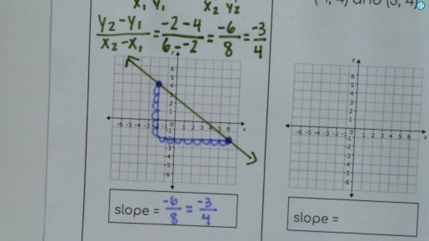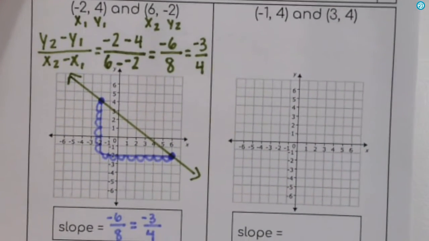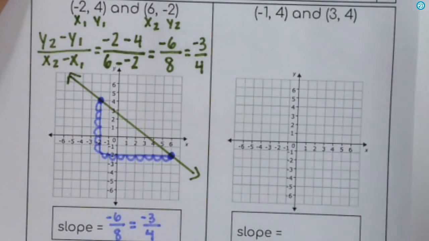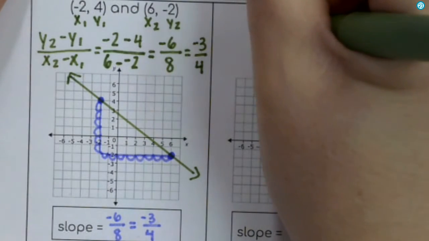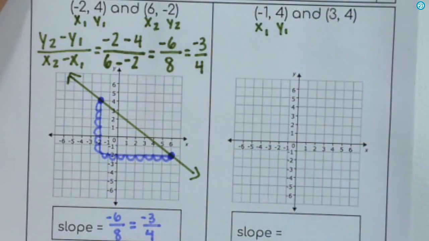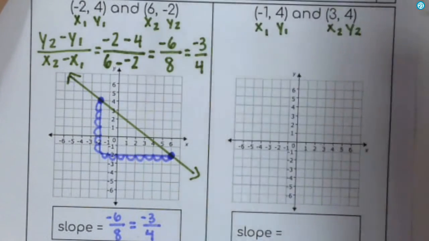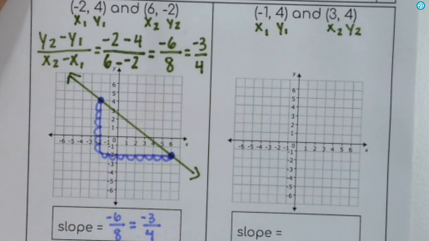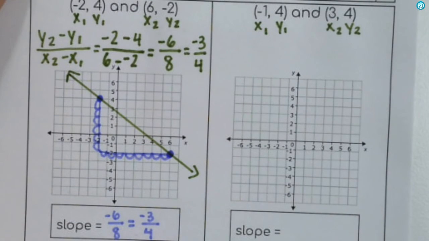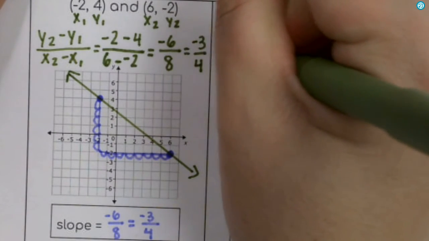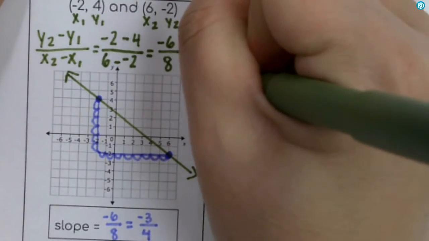All right. Last one. We're going to do this one with the formula first as well. So we've got x1 and y1 from our first ordered pair. And then we've got x2 and y2 from our second ordered pair. Our formula is always the same. y2 minus y1 over x2 minus x1.